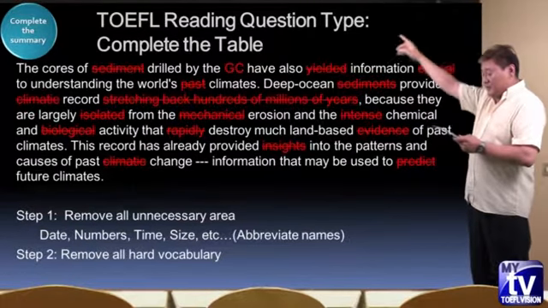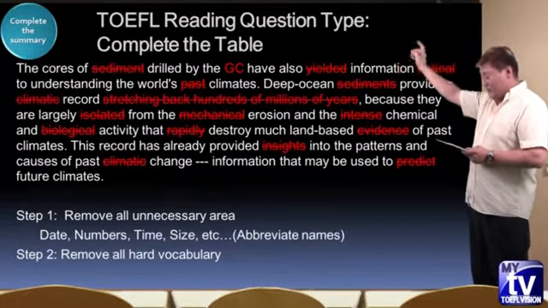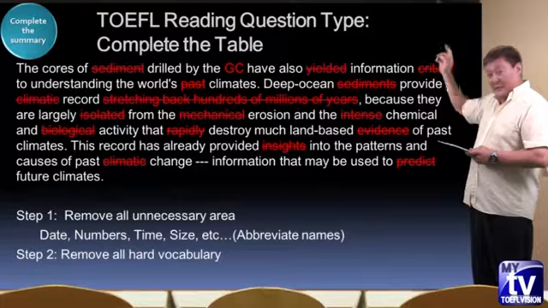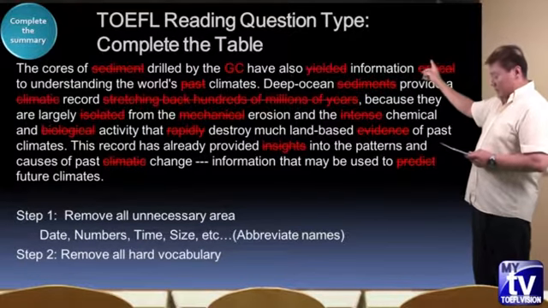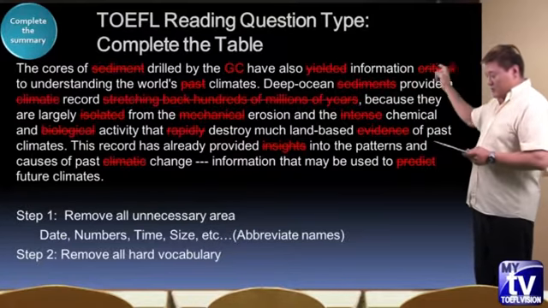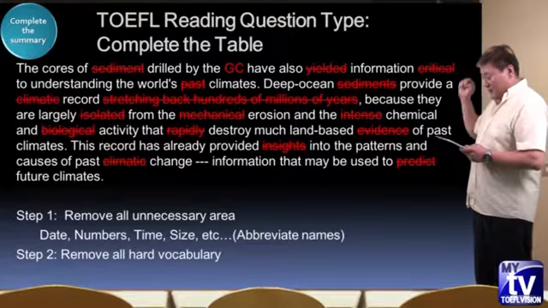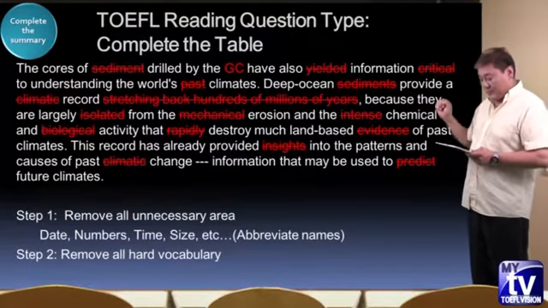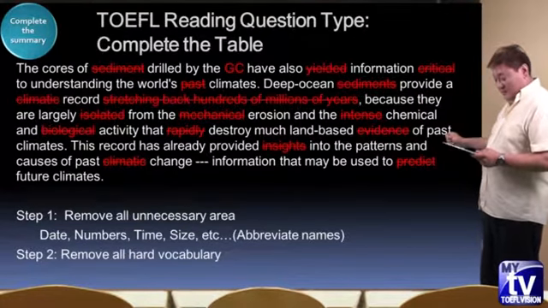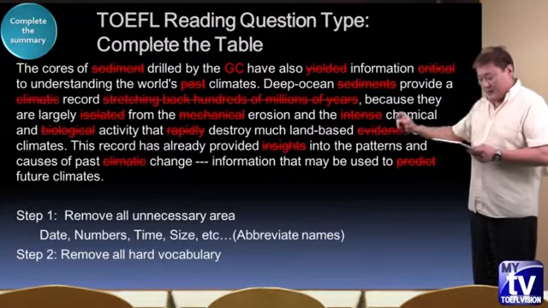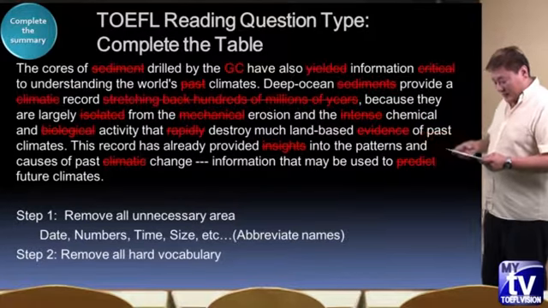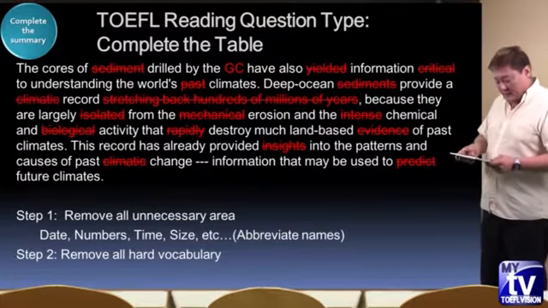We have the segment, okay, GC, abbreviated, okay, yielded you might not know, critical you might not know, okay, past, okay, past is telling you time, segments, okay, we might not know, climatic, you might not know, stretching back 100 million years ago, okay, there's a time, cross the whole thing out, okay, isolated, okay, mechanical, intense, biological, rapidly, evidence, okay, insight, okay, climatic, and predict. So we got rid of all that. Okay, that's basically removing all the vocab and unnecessary information.